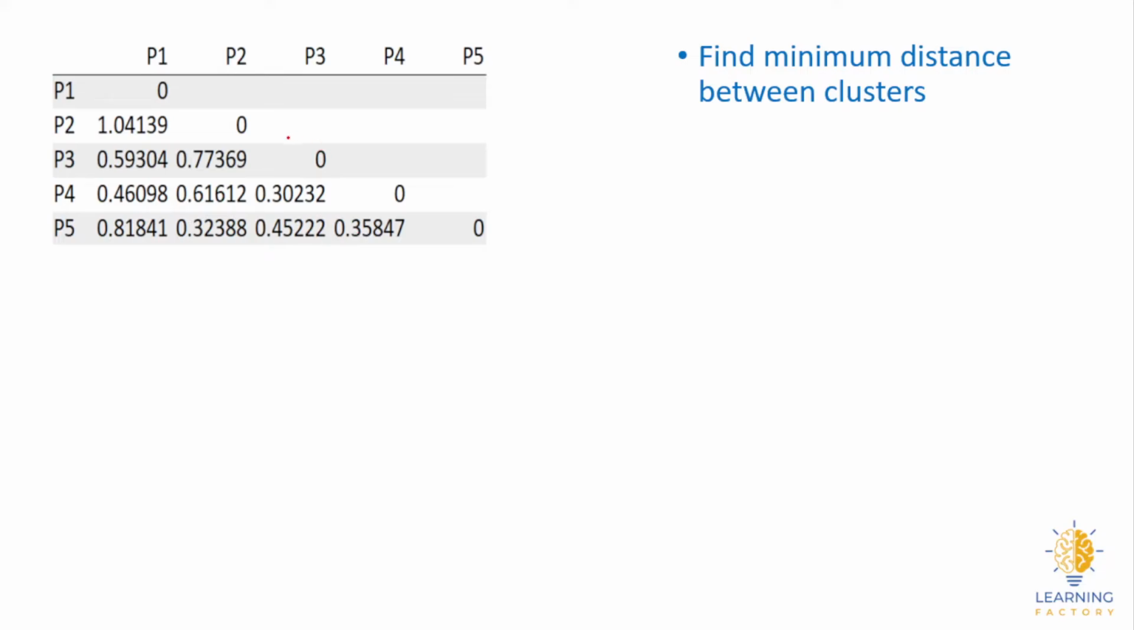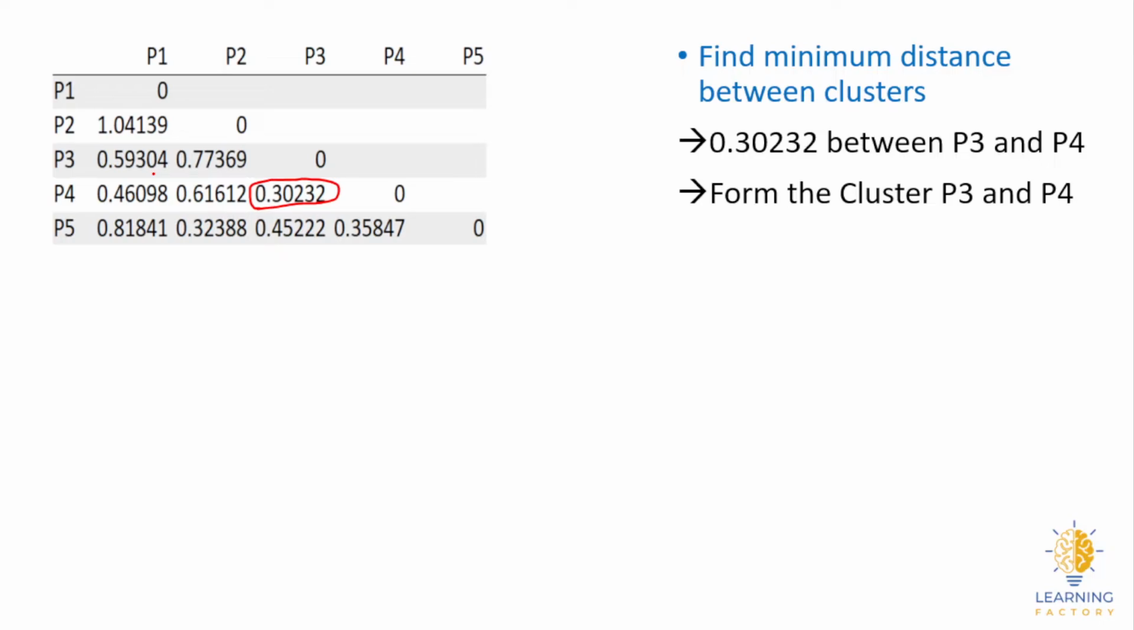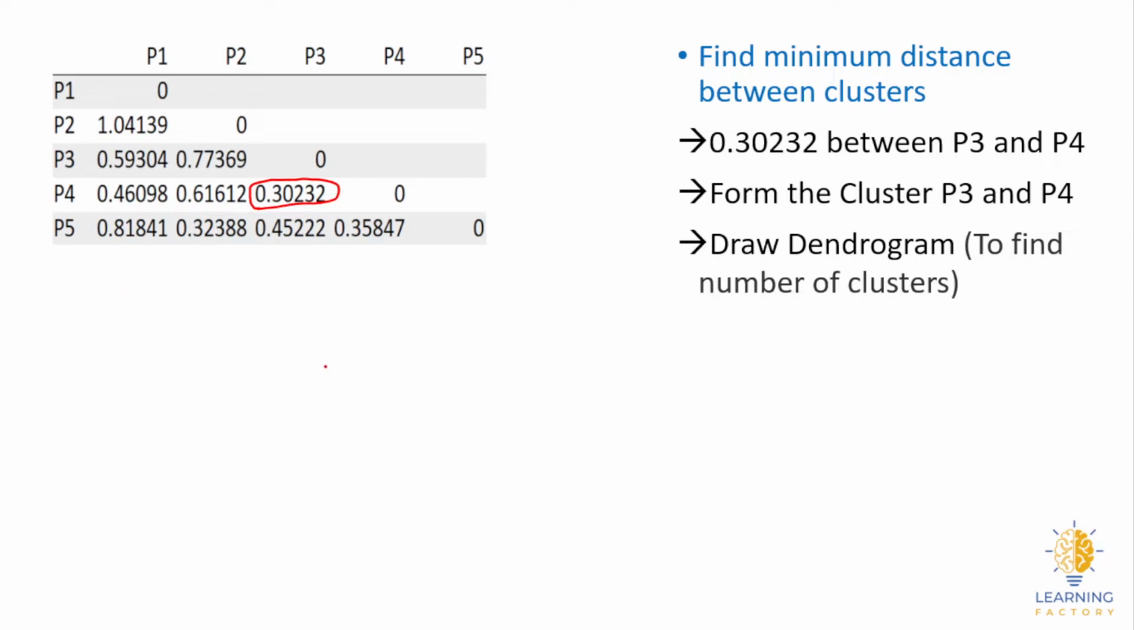If we look at all these quantities, the minimum distance is 0.30232. This is the minimum distance between two clusters, P3 and P4. So we are going to merge these two clusters together. P3 and P4 we are going to cluster, forming a new cluster of these two data points P3 and P4. And the next step is we are going to draw a dendrogram.